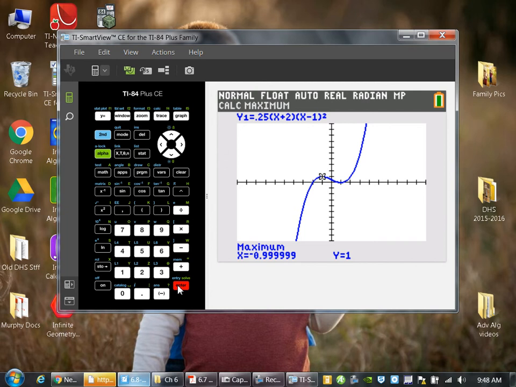That's what we're looking at here, guys. You're going to plot your zeros just like you did before, and you're going to find that relative maximum or the relative minimum using your calculator. That's it. Pretty simple, actually.